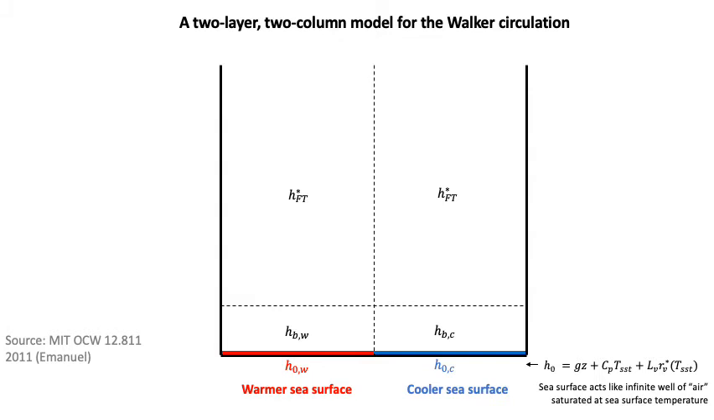So this H sub 0 indicates the moist static energy, assuming you are at the sea surface temperature and you are saturated at the sea surface temperature. So those are the sensible and latent heat terms on the right side there.